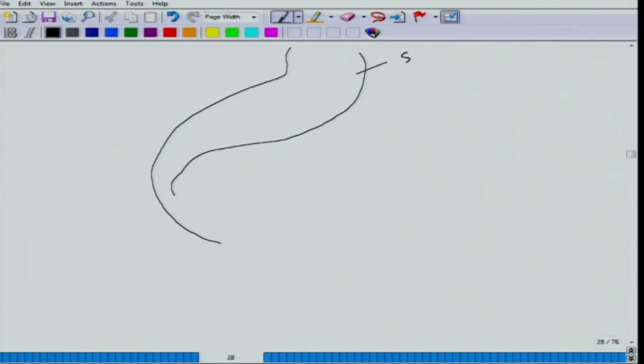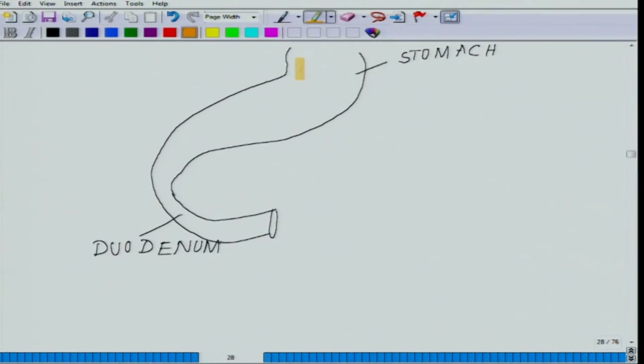So, this is the stomach, and here starts the duodenum, or the part of the small intestine. The pancreas lies somewhere here.